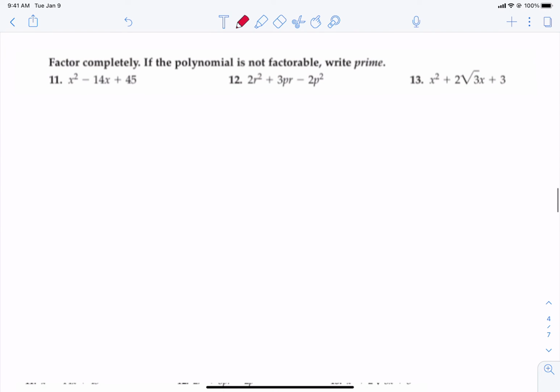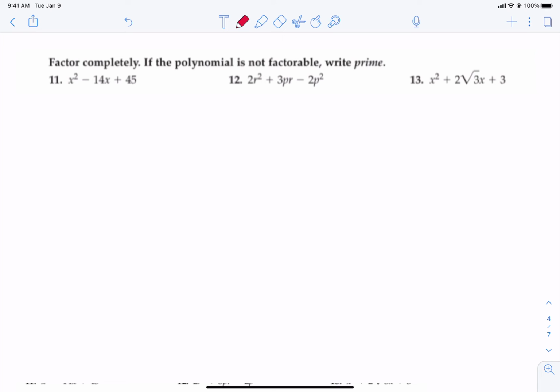Next, let's do 11 through 13. 11 through 13 is asking us to factor completely, as much as you can. If it is not factorable, we're going to write the word prime. Okay? Okay, let's start with 11.